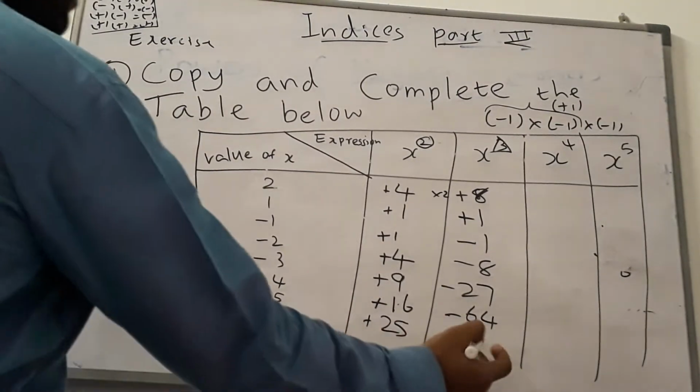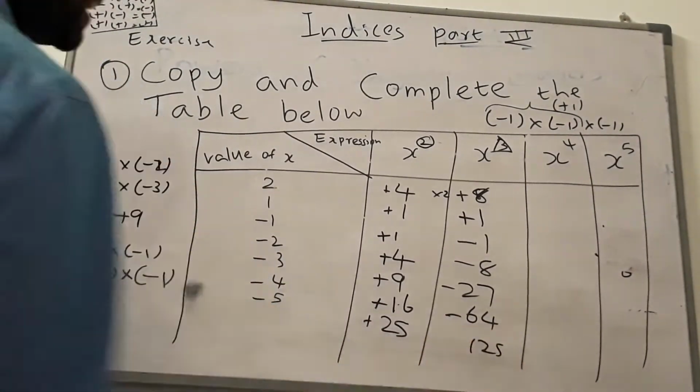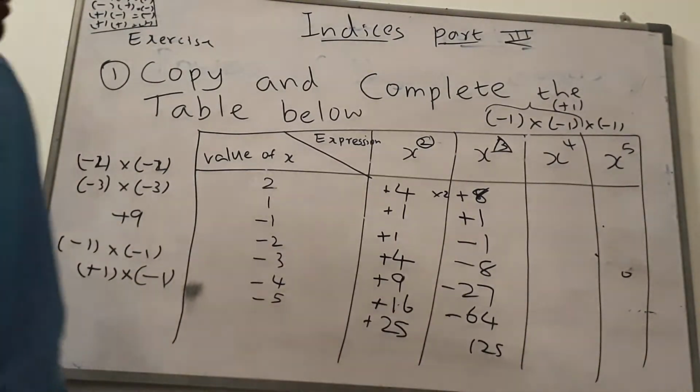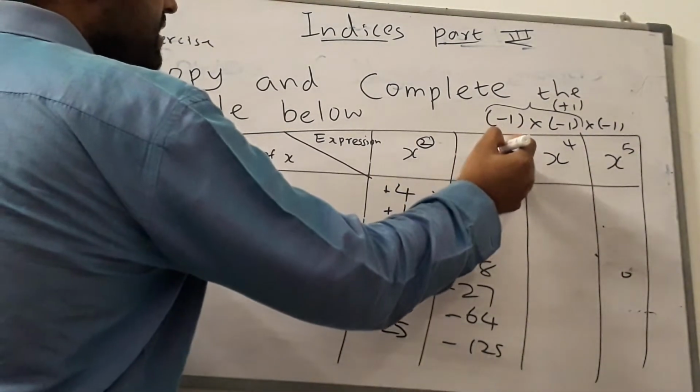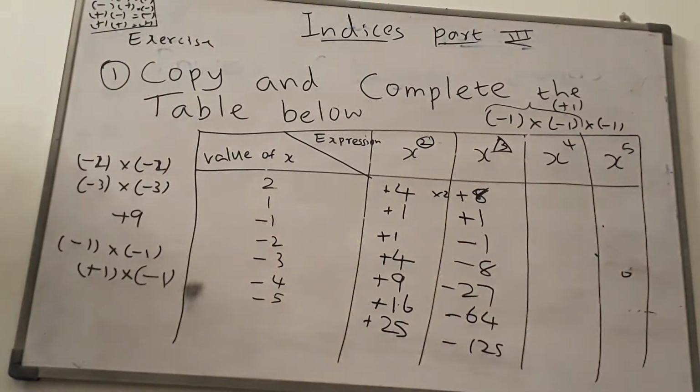Same as this, 125. 5 times 5, 25. 25 times 5, 125. That should be minus as well. Why? This is a cube. Cube means the index is an odd number.